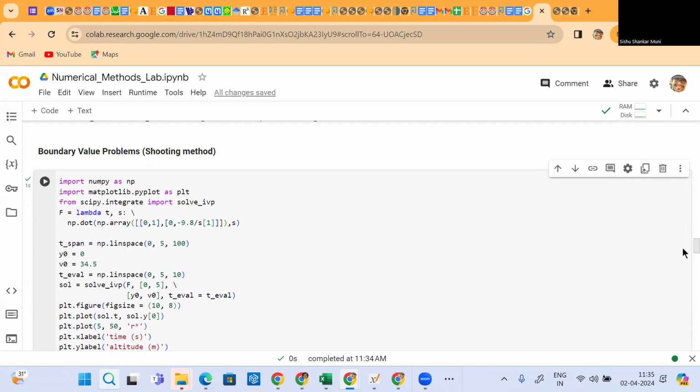Right? So therefore, you can see that if I set 34.5, it actually hits the target. So you can easily see that now 34.5 is the correct answer. So you should launch your rocket at 34.5 meters per second, so that after 5 seconds, it will reach 50-meter height. Get that idea now.